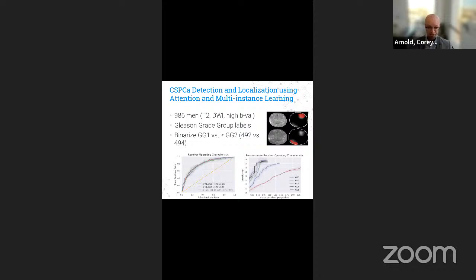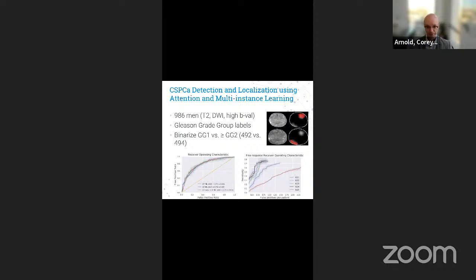So we trained this model with around 1,000 men. We did, again, Gleason grade group classification, which is pathology grading. We binarized between Gleason grade group 1, which is generally considered to be indolent cancer, versus anything higher. And you can see our performance statistics here. So we get an AUC with our best performing model of around 0.75.